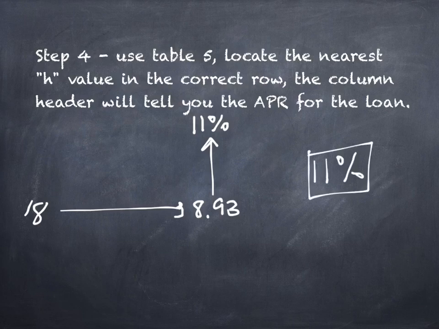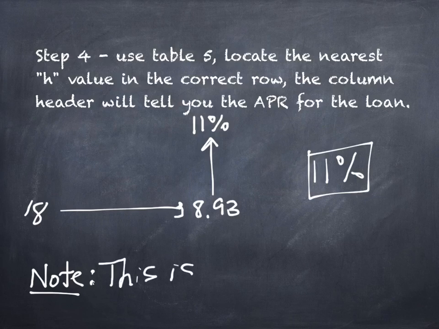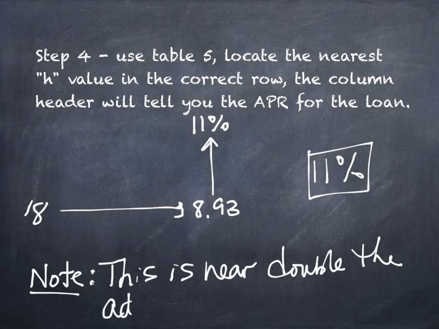Now, I want you to note something here because it's not counterintuitive, but not quite so obvious that this always happens. So note, this is nearly double the add-on rate. What was the rate in the problem? What did it say? It said 6%. But the APR actually ends up being 11% on this problem. Okay.